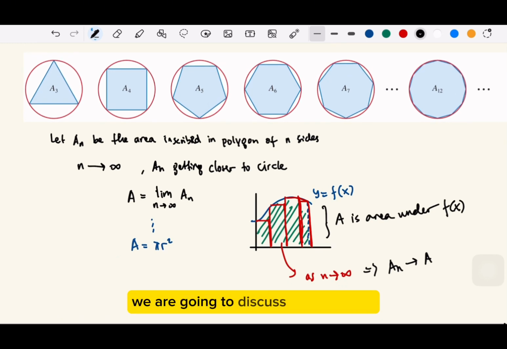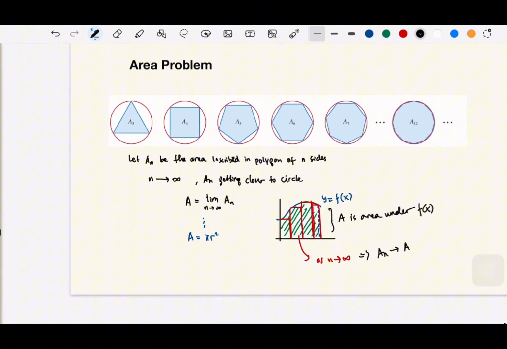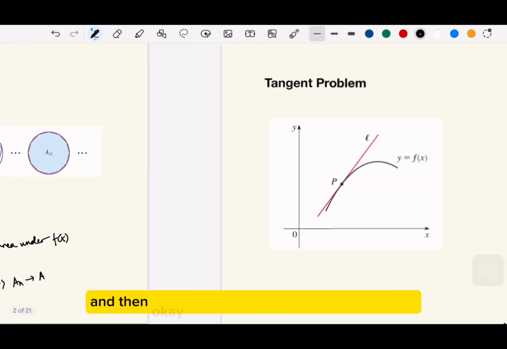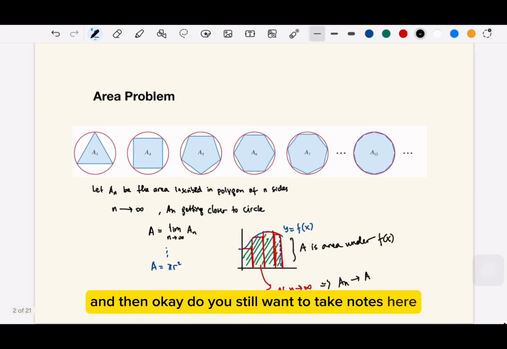We are going to discuss it later on, going to talk in depth. But for integrals, maybe another 5 weeks. And then, do you still want to take notes here?